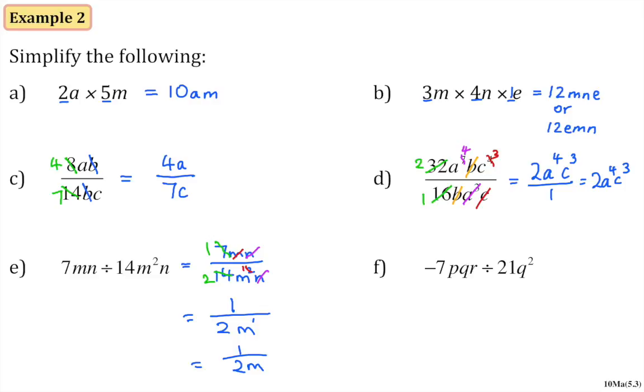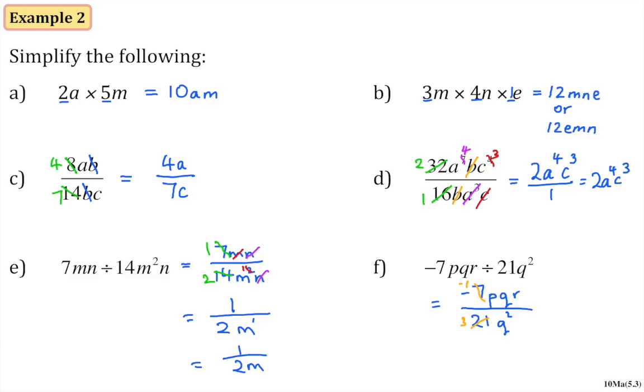Let's try that same process with part F, where we write it as a fraction. So it becomes minus 7PQR over 21Q squared. Let's go through that cancellation process, looking at the numbers. 7 goes into itself once, and there's a minus sign there. 7 goes into 21 3 times.